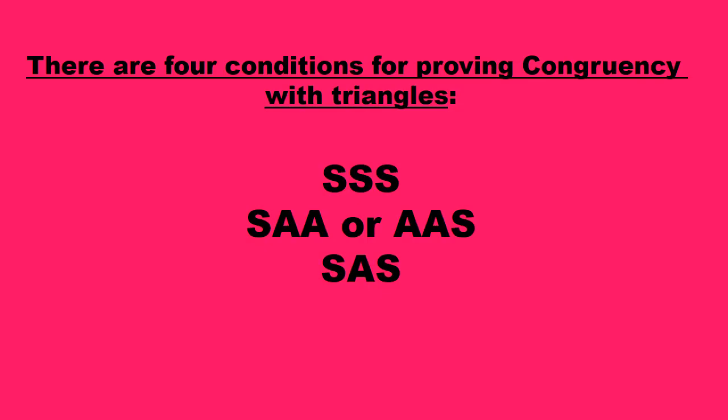And the third one, side, angle, side, very important. It has to have a side, and in between those 2 sides, there is an angle that is also the same from the one triangle to the other triangle. And the last one, a 90-degree hypotenuse side or a right-angled hypotenuse side. So there are the 4 conditions to prove congruency: side, side, side; side, angle, angle; side, angle, side; or right-angled hypotenuse side, or 90-degree hypotenuse side.